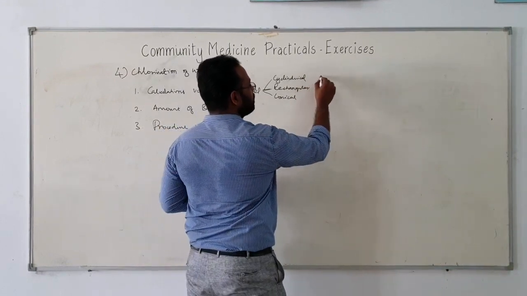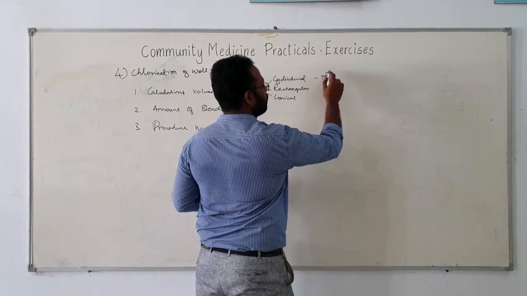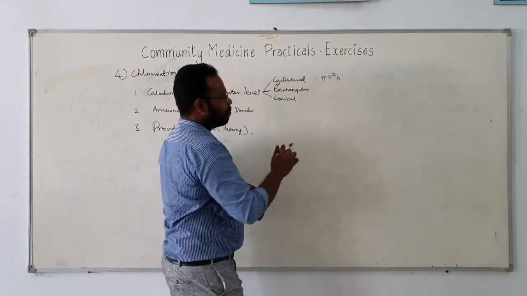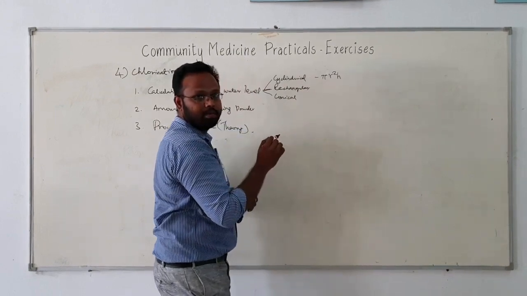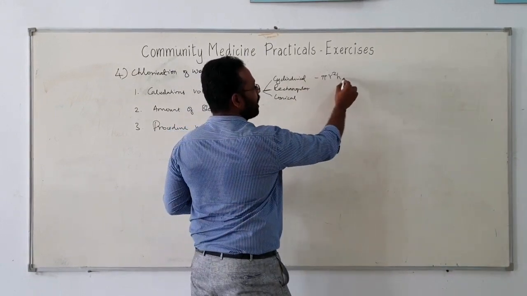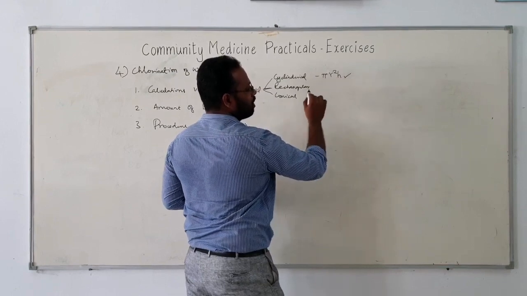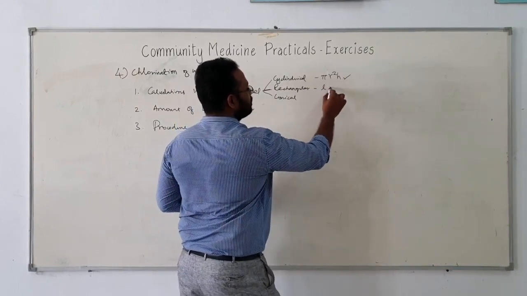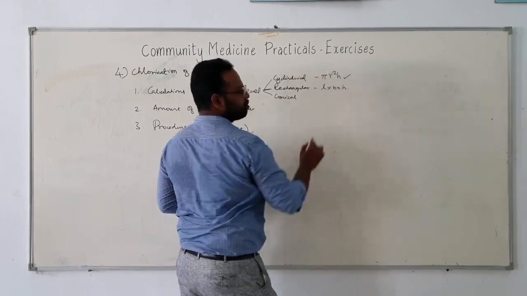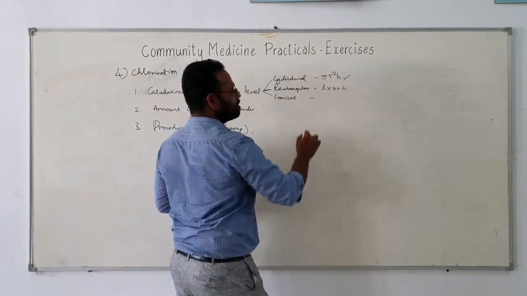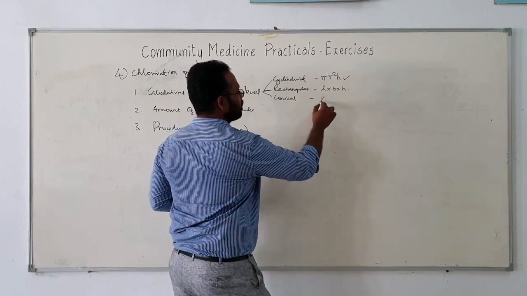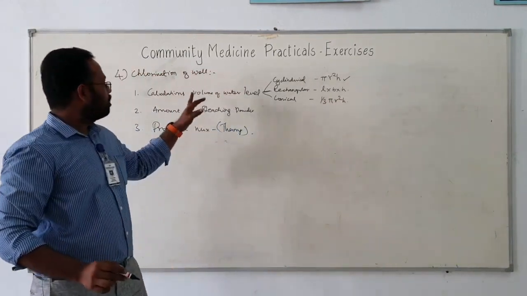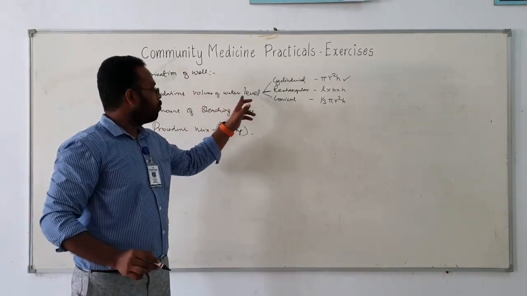The cylindrical well volume is given by the formula pi r square h, where r is the radius, pi is equal to 22 by 7 or 3.14. Height is the height of the water level, not the well height. Then rectangular means length into breadth into height. Then conical means 1 by 3 pi r square h. So this is about the calculation of the volume of the water level.